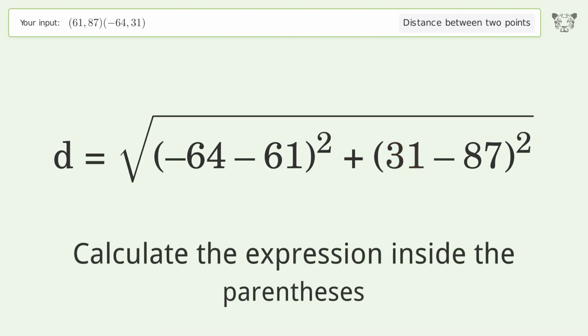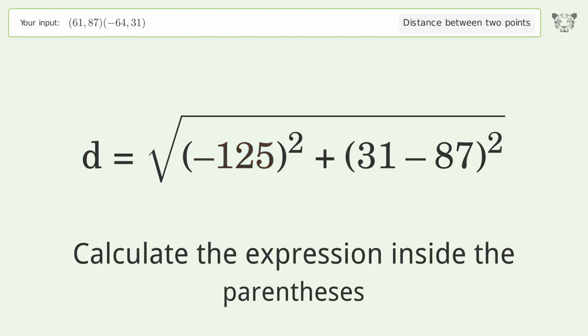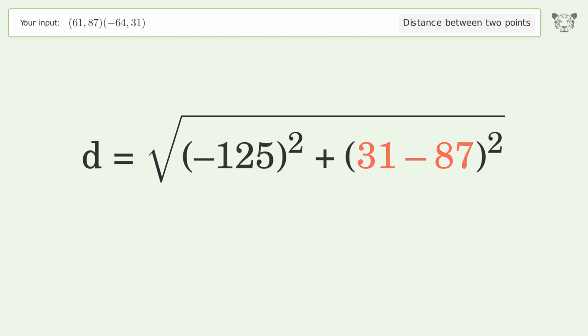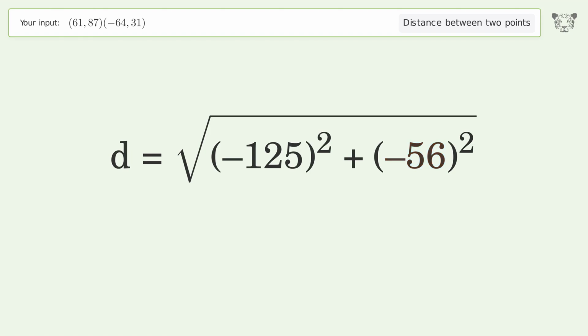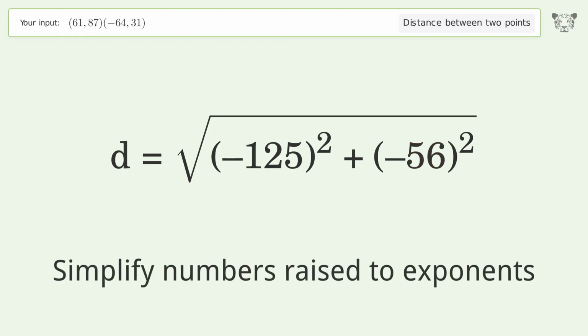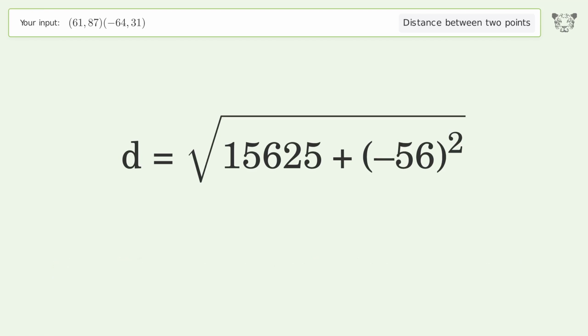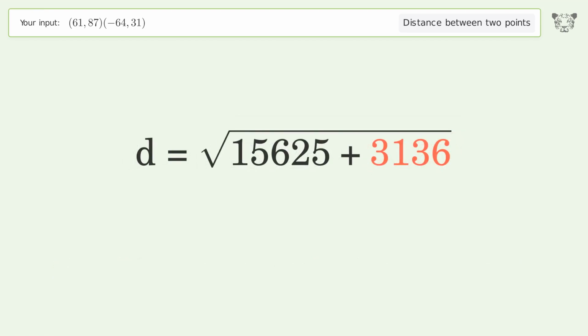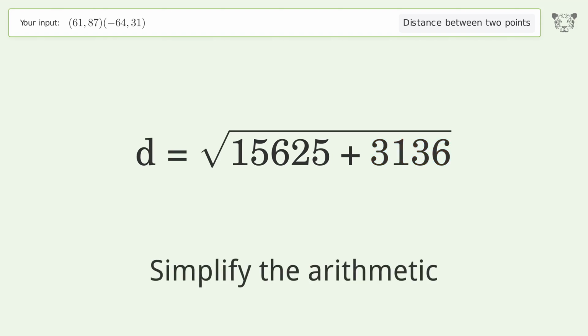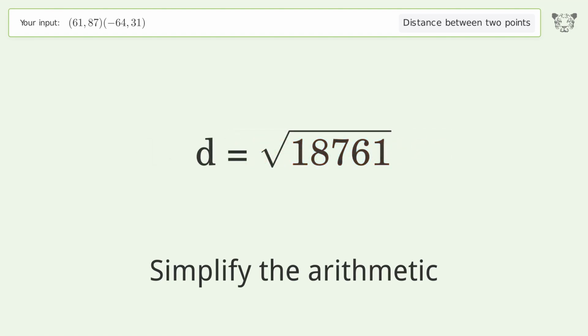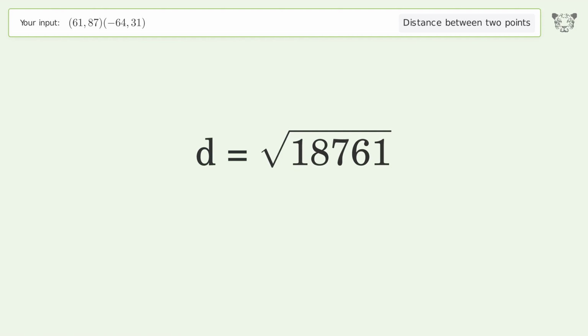Calculate the expression inside the parentheses. Simplify numbers raised to exponents. Simplify the arithmetic. And so the distance between the 2 points is the square root of 18,761, or 136.971.